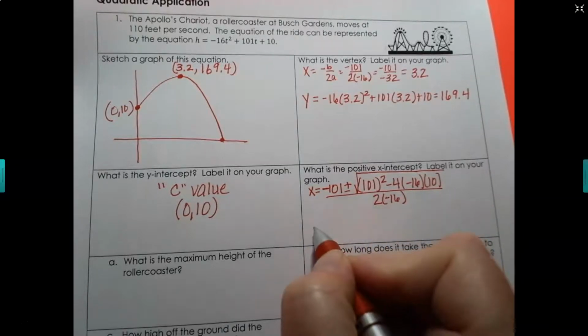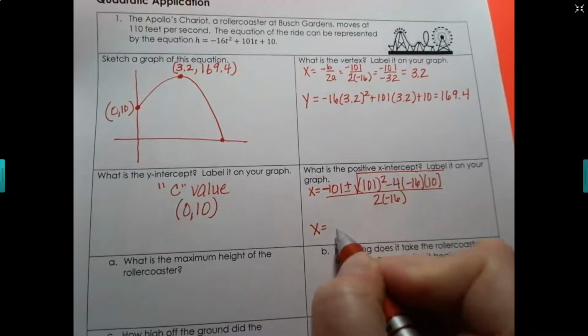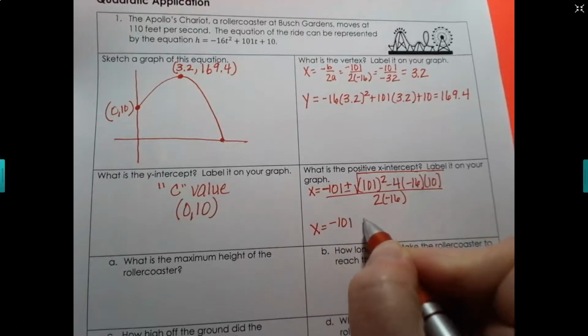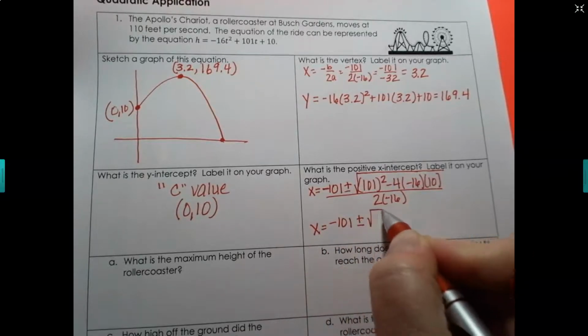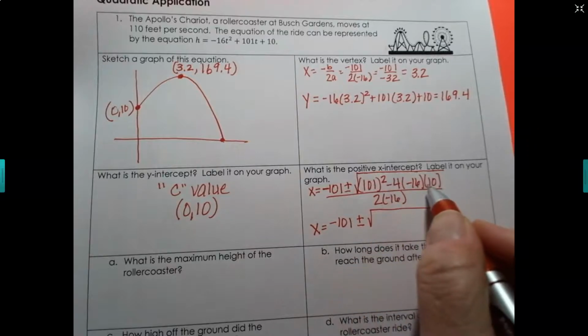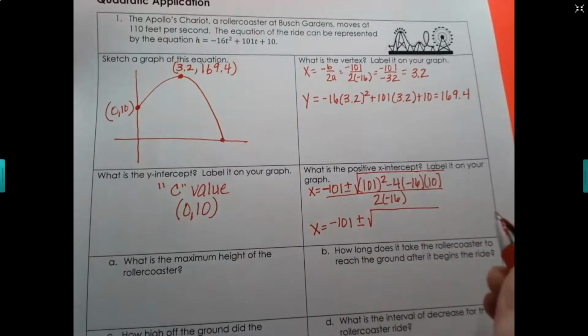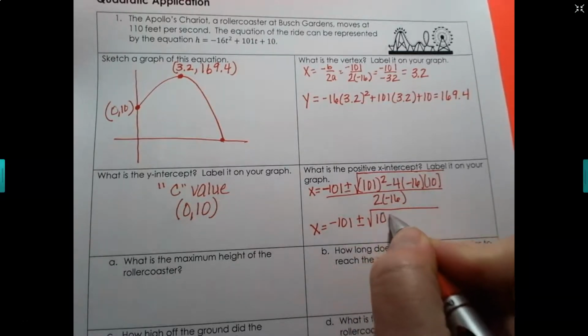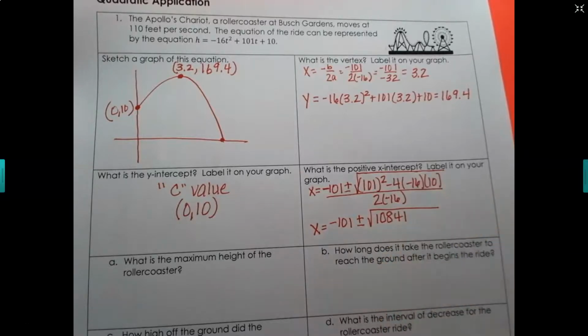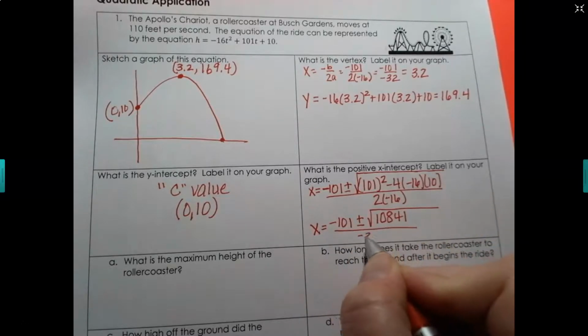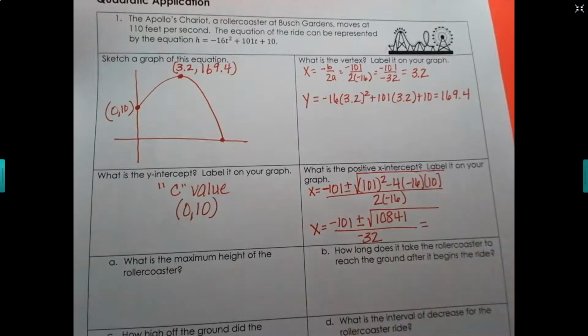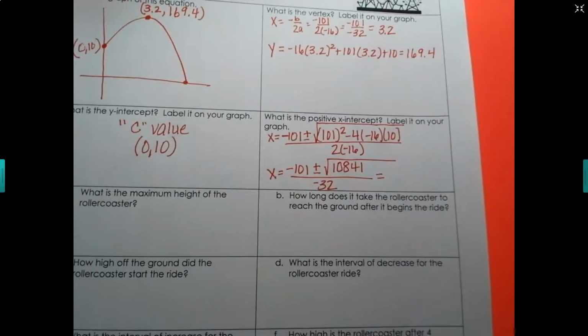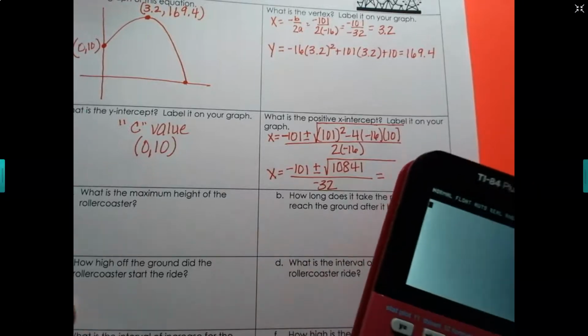I'm going to break it down just a little bit. Negative 101 plus or minus the square root. When I put just the underneath portion into my calculator, make sure you get the same number. You need to try this. 108.41. It's going to be divided by negative 32. So now we can do this. I tend to do this in two separate little sections. And let me show you what I get.